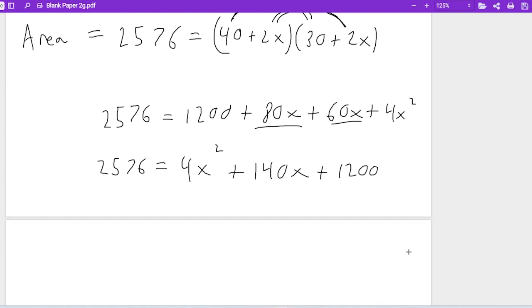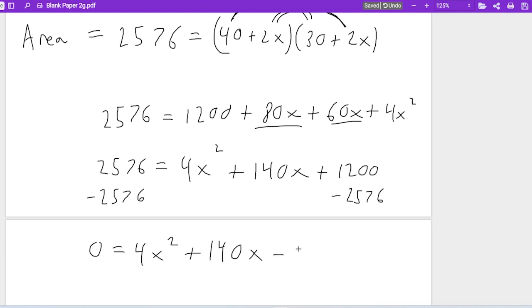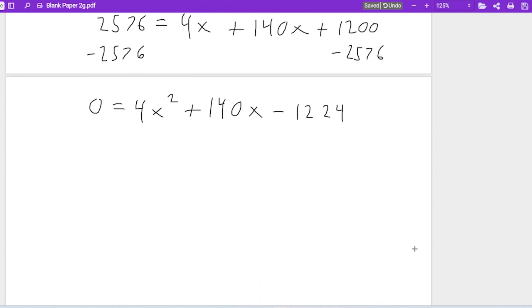And now if I want to solve for x, I need to set it equal to 0, which means I'm subtracting 2,576 from both sides. That's going to give me 0 equals 4x squared plus 140x minus 1,224. And now that I have this, all I need to do is plug into the quadratic formula once again, where a equals 4, b equals 140, and c equals negative 1,224.